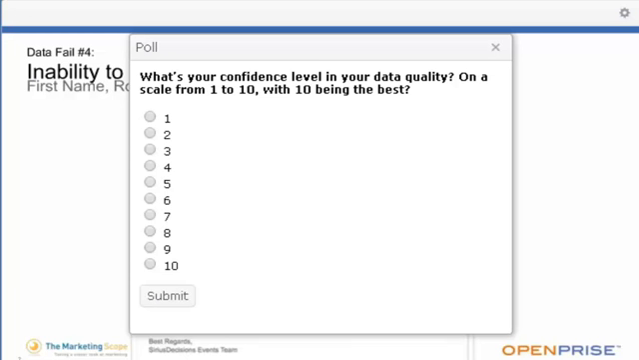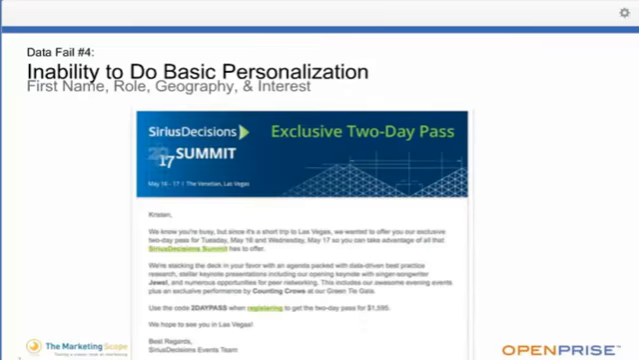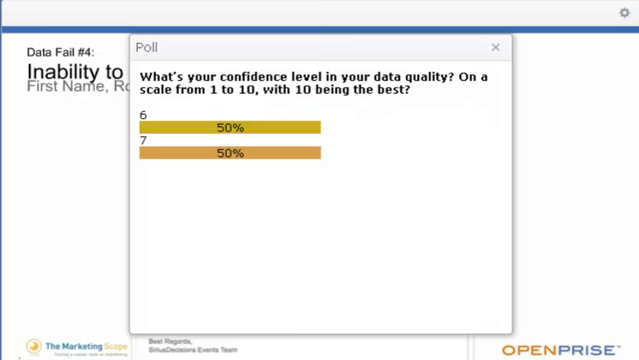I'm going to go ahead and stop the poll, and I'll show the results. Yeah, looks like most people tend to be, on a scale of 1 to 10, about halfway in between. Yeah, they feel pretty good about it. And that's actually not bad. Of course, those are the folks that are on this webcast, so they know that there are some data quality issues out there, and it sounds like they've been addressing them.